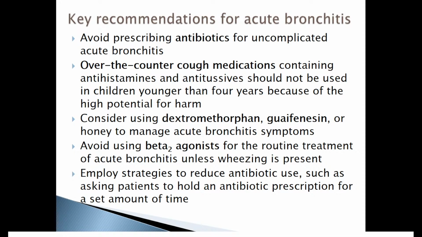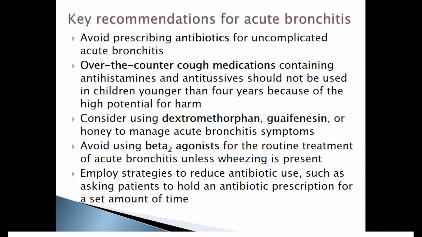Key recommendations for acute bronchitis. Avoid prescribing antibiotics for uncomplicated acute bronchitis. Over-the-counter cough medication containing antihistamines and antitussives should not be used in children younger than 4 years because of the high potential for harm. Consider using dextromethorphan, guaifenesin, or honey to manage acute bronchitis symptoms. Avoid using beta-2 agonists for the routine treatment of acute bronchitis unless wheezing is present. Employ strategies to reduce antibiotic use, such as asking patients not to fill an antibiotic prescription for a set amount of time. So don't use antibiotics.